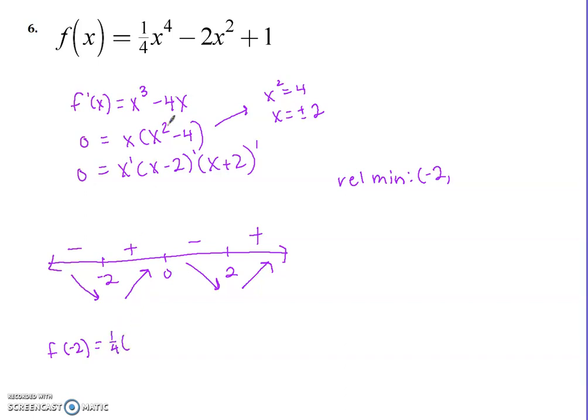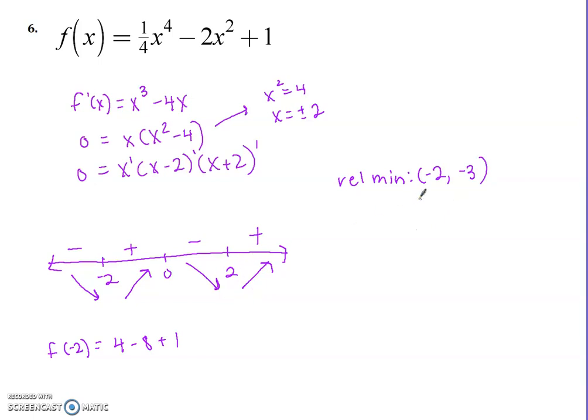So I'll have 1/4 times -2 to the 4th is going to give me +16. So 1/4 times 16 is just going to be 4. Minus 2 times -2 squared is 4, so that'll be 2 times 4, which is 8. So that'll be a -8 plus 1. So 4 minus 8 plus 1 is going to give me -3.